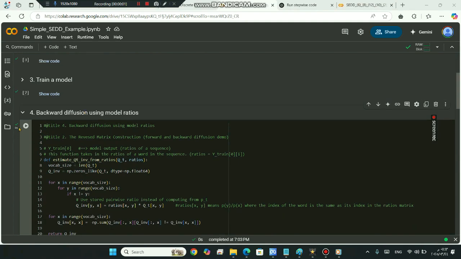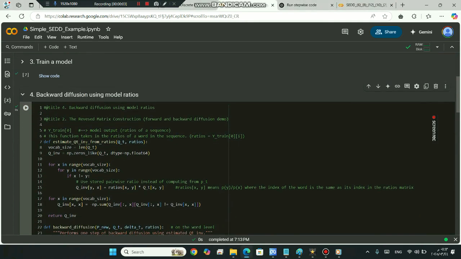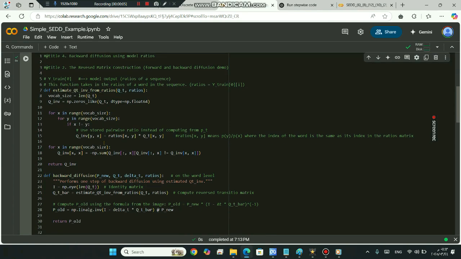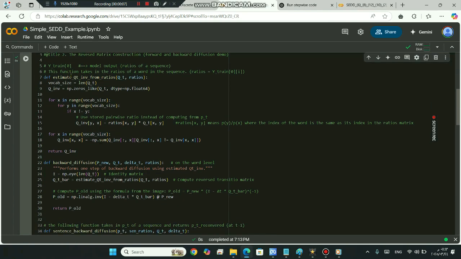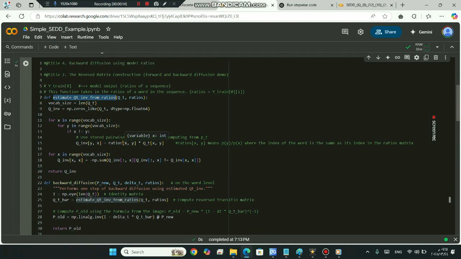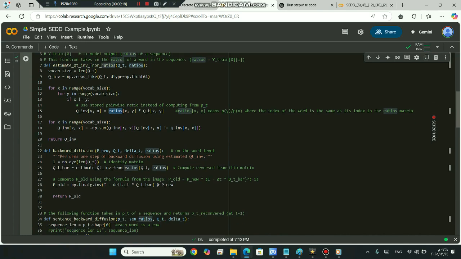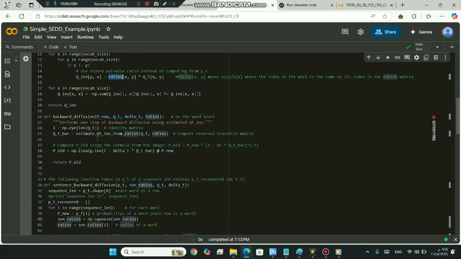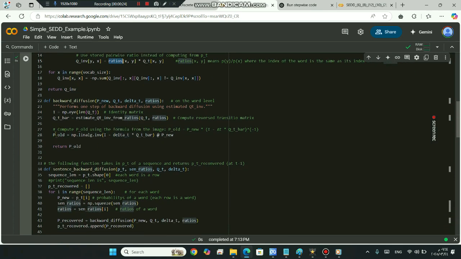All right, after training, we will run this cell just to define those functions. And again, this is the function that reconstructs the Q-bar matrix based on the ratios which are predicted from the model. And we have explained exactly how to do that mathematically. And this is the backward diffusion process that we have also derived before. I guess I've talked about that.